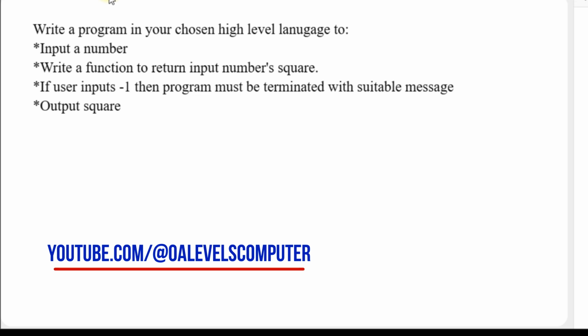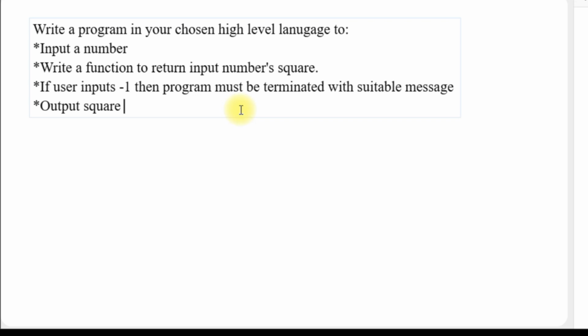So the question is almost the same, just like the last question. So let's analyze the question. What is the requirement? It says to write a program in your chosen high-level language to input a number, then write a function to return the input number's square, and then it says that if the user inputs -1, then the program must be terminated with a suitable message, and then output the square. So let's make a solution of this question.